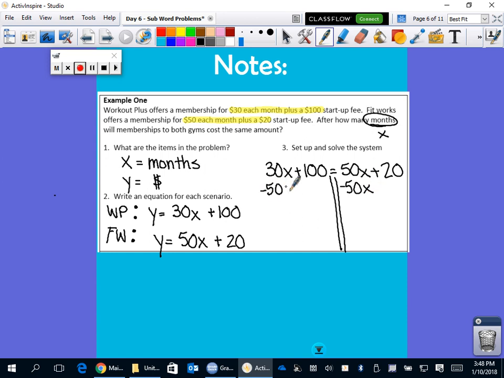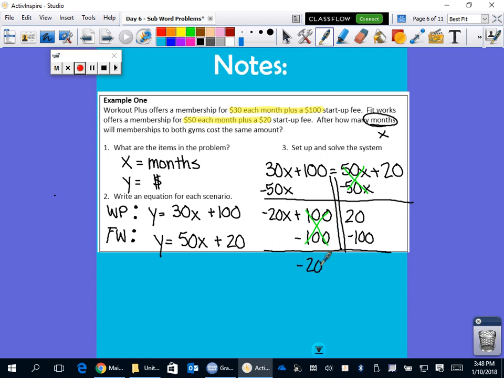Minus 50X on both sides. So we're going to have these go away. We'll have 20 on this side. 30 minus 50 is negative 20X. Plus 100. We're going to minus 100. These go away. So we have negative 20X equals negative 80, divided by negative 20.